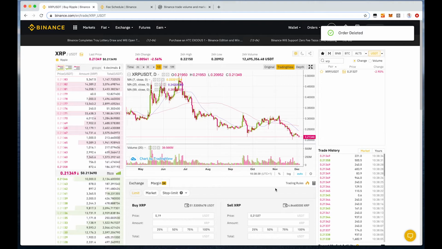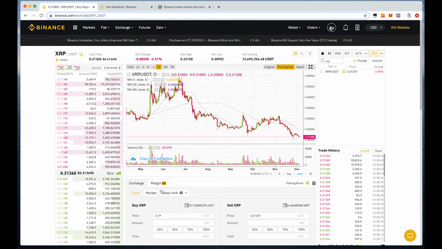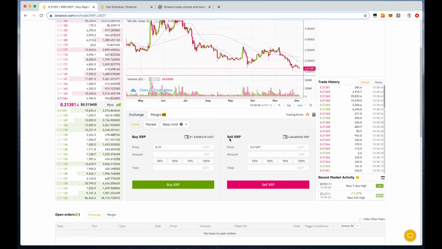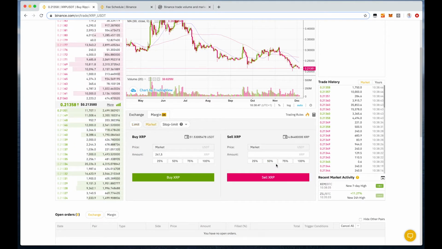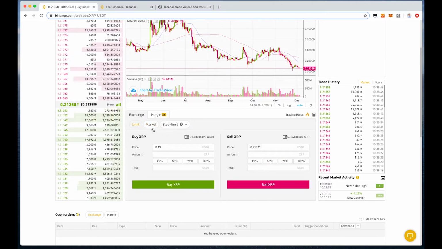So that's how we buy XRP, and when we want to sell it, we just have to use this one here, sell XRP. We can do a market order, say we want to sell all of them, and then click sell XRP. Or we do a limit order, where we want to sell all of them if the price goes to $1. We click sell XRP.